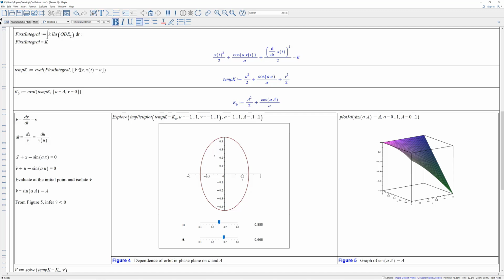We'll let x be u and x dot be v, and so it looks like this. And if we evaluate at the initial point, then the value of that constant, see, this becomes a, so you get a squared. This cosine little a, big A, and v was 0 at the initial point.